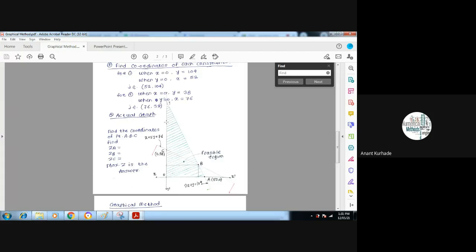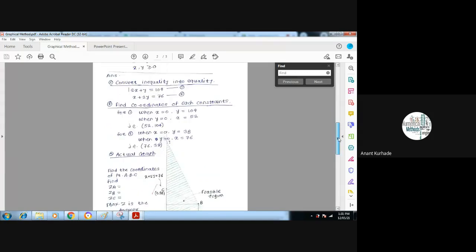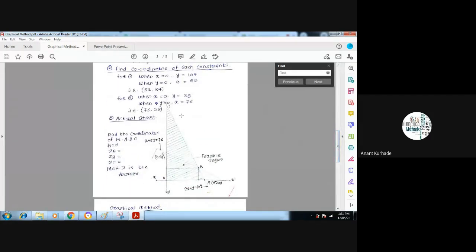Now the actual graph. This first line has coordinates (52, 104), so this is 52, this is 104. Draw this line, join these two points and extend them. What is important is to check the inequality sign. It is less than. You can remember this as L for less, so you have to draw the arrow here. The visible region is exactly below this line.